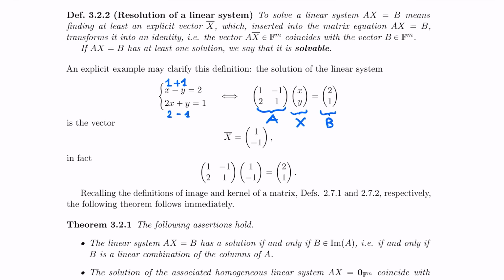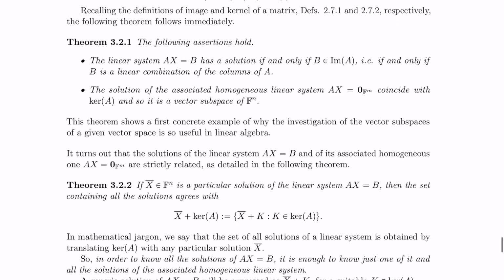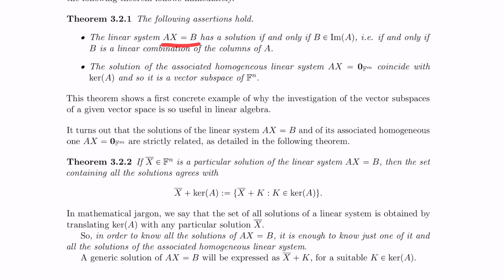Okay, after these definitions, we start using what we have learned in chapter 1 and 2 in order to solve systems of linear equations. We start with this theorem here. The linear system AX equals B has a solution if and only if B belongs to the image of A. That is, if and only if B is a linear combination of the columns of A. Why that? Well, if we apply the matrix A on the vector X through matrix multiplication, we obtain B. Hence, if you remember the definition of image of a matrix, we have that B must belong to the image of A in order to satisfy this equation.